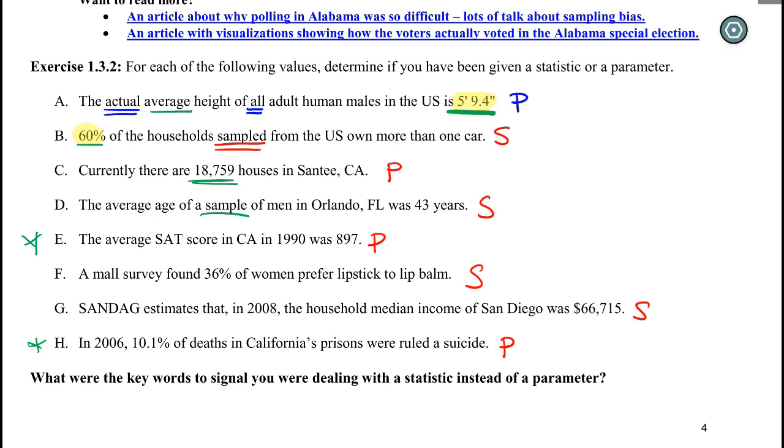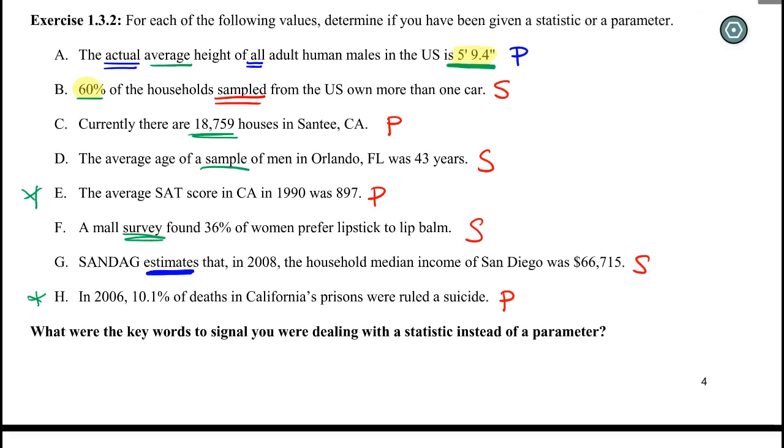D also said sample. F said survey. And then G was another tricky one. Hopefully you thought about here what the keyword was. If not, take a moment, decide what word it is that should have let you know that this was a statistic. And hopefully after all that thinking, you realize estimates. Estimates means this is not the real deal value. This is a guess at what the real value is. This is statistics. This is inference, right?